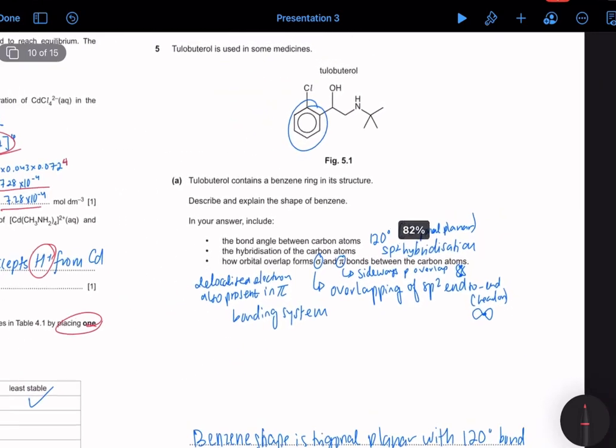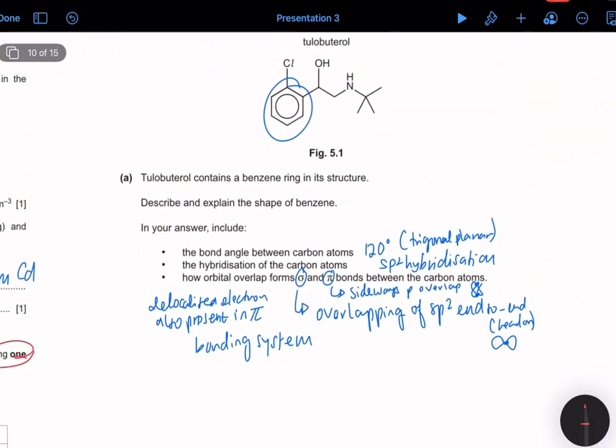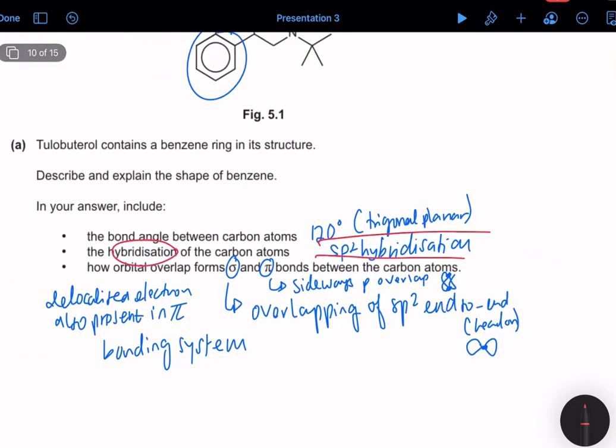For question 5a, tolubutyrol. I've seen this question more than once, so not sure if it's a repeated question or not, but do take note. Explain the shape of benzene and describe it. In your answer, include the bond angle between carbon atoms. This one is fairly simple. This is all theory: 120 degrees, trigonal planar, and the hybridization is sp2. I will explain that later.